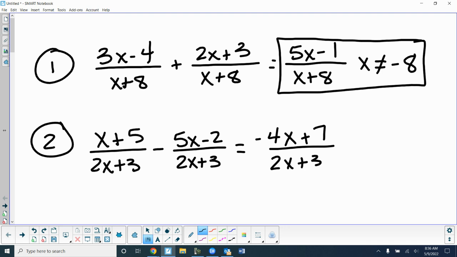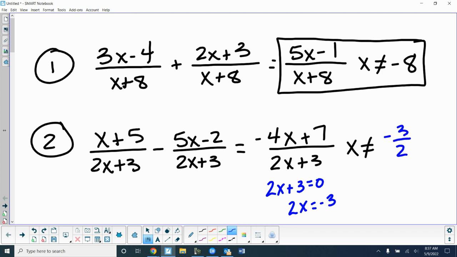Can I factor either numerator or denominator? No. So all I have to do is say what x is not allowed to be, what makes that denominator 0. If you're not sure, remember, just write that denominator equal to 0 and solve it. Okay, you're going to do what first? Subtract 3, then what? Divide by what? 2, so it's negative 3 halves.